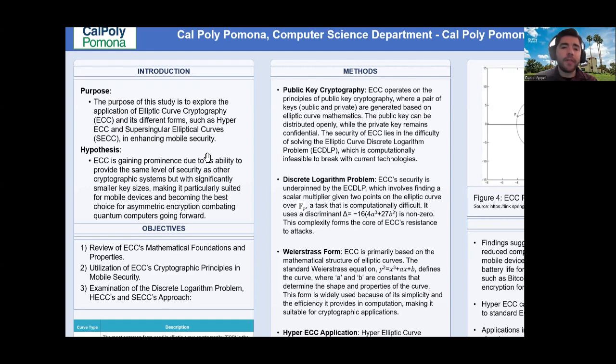Now, my hypothesis is that because ECC provides a way to have equal security while also keeping the key size down compared to other alternative methods like RSA, that going forward, it will be the best alternative for us to combat quantum attacks and other kinds of security attacks that mobile devices might find themselves at risk of.